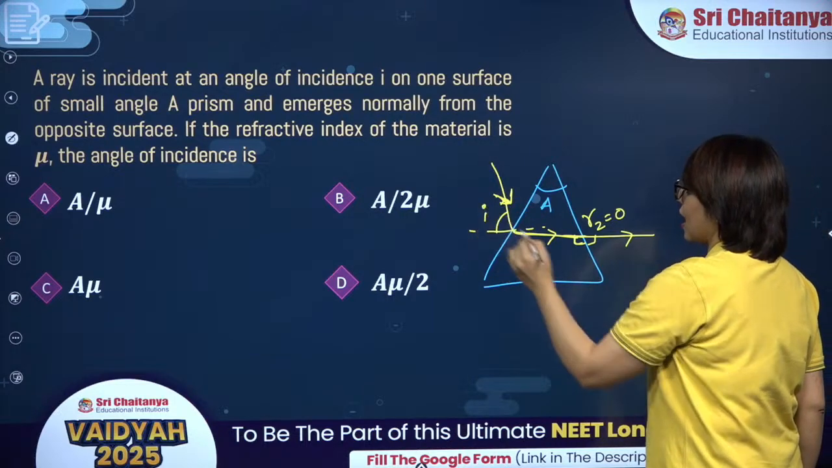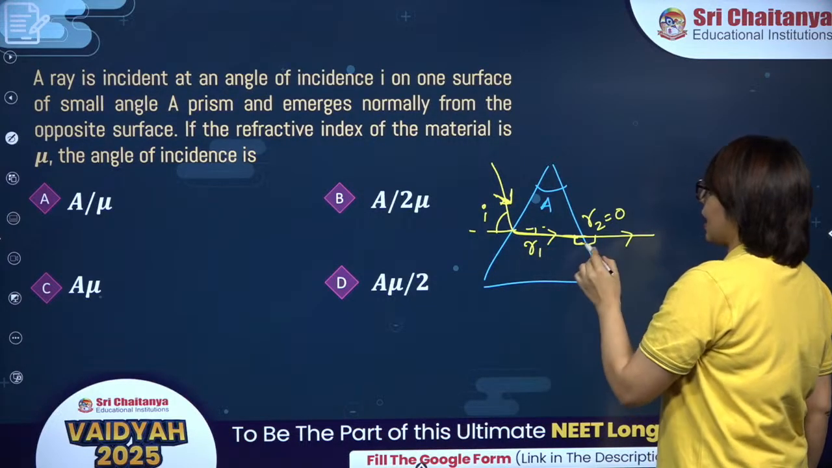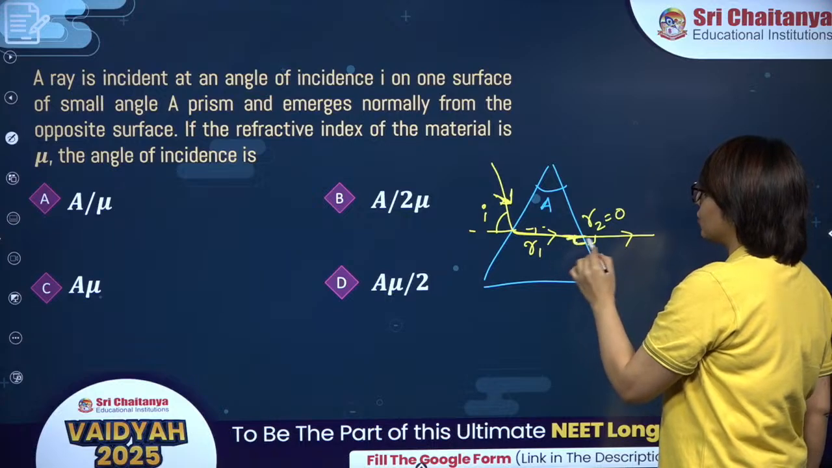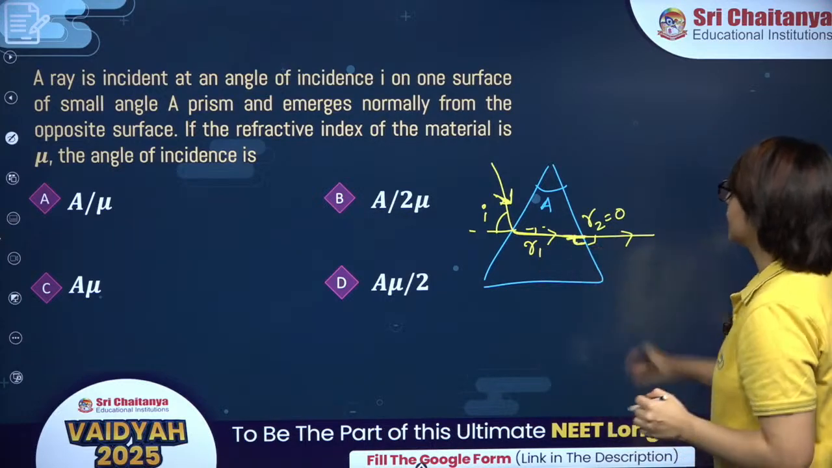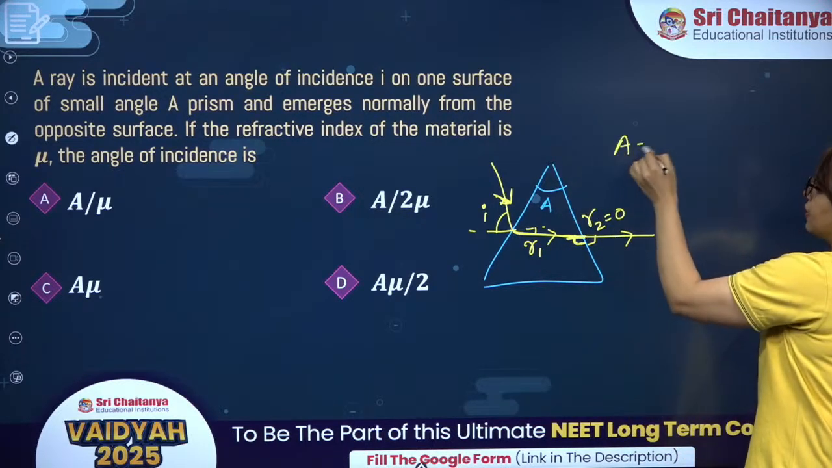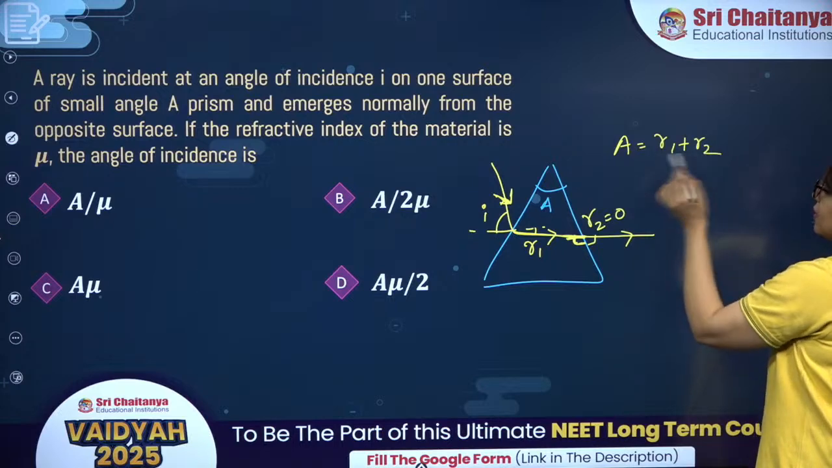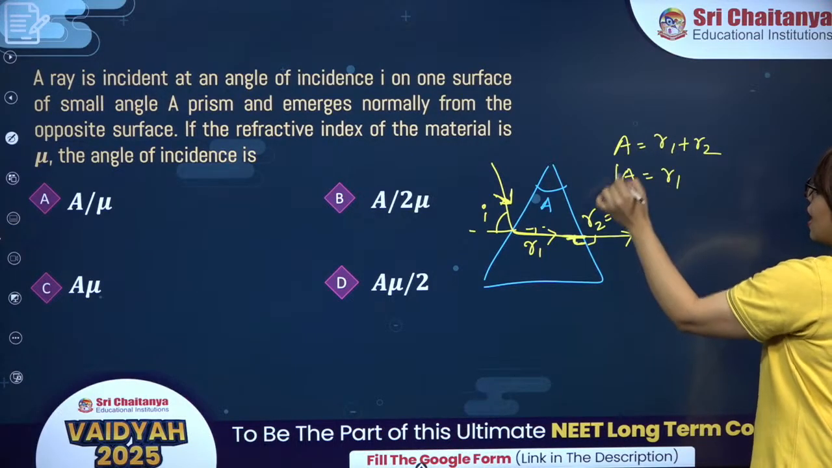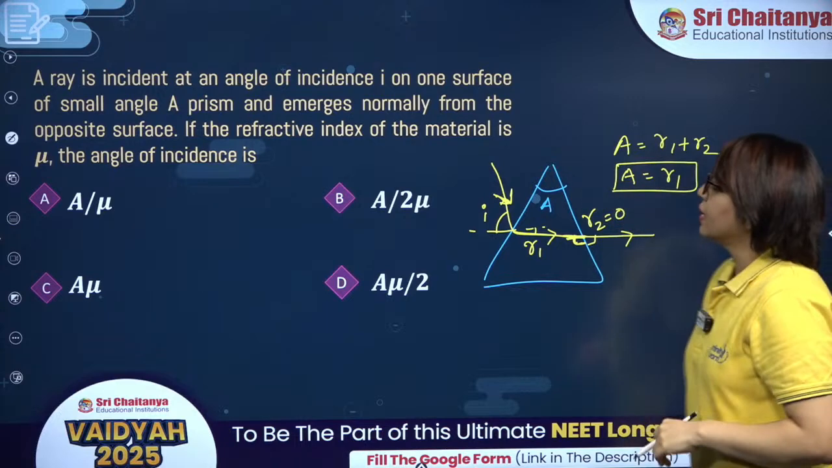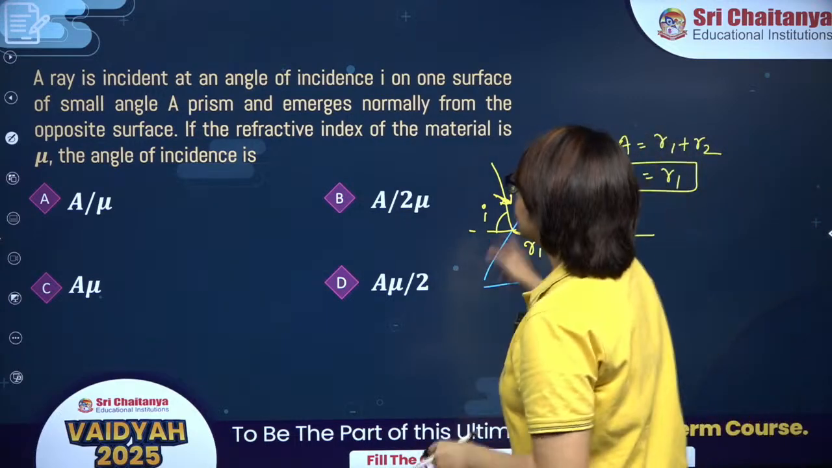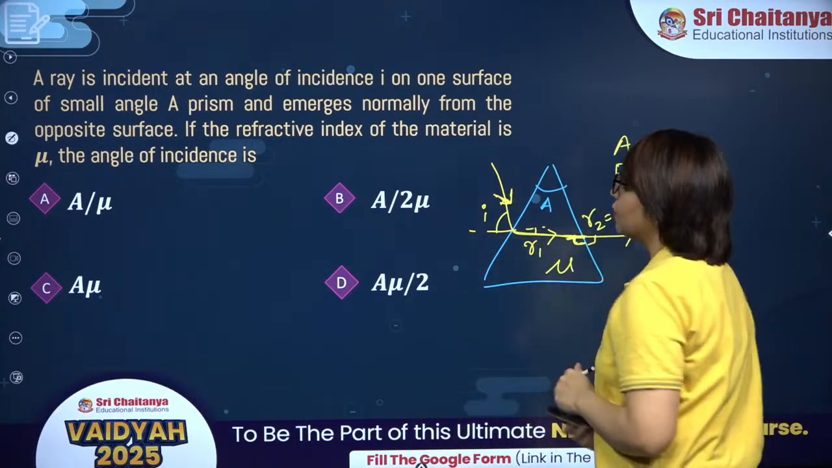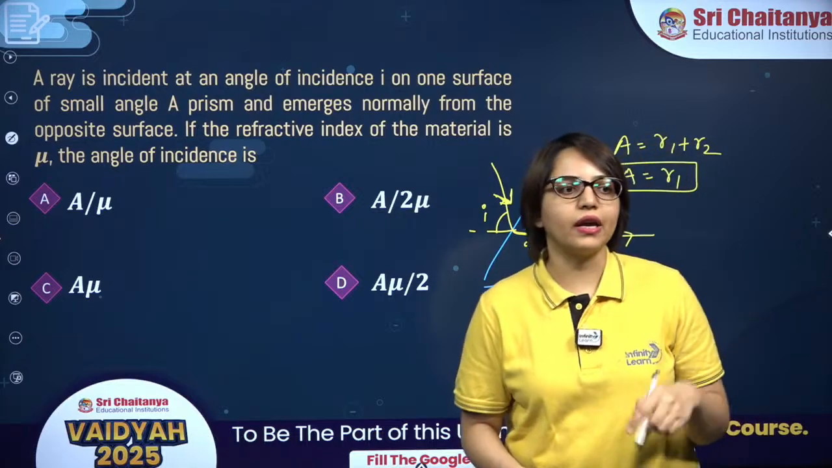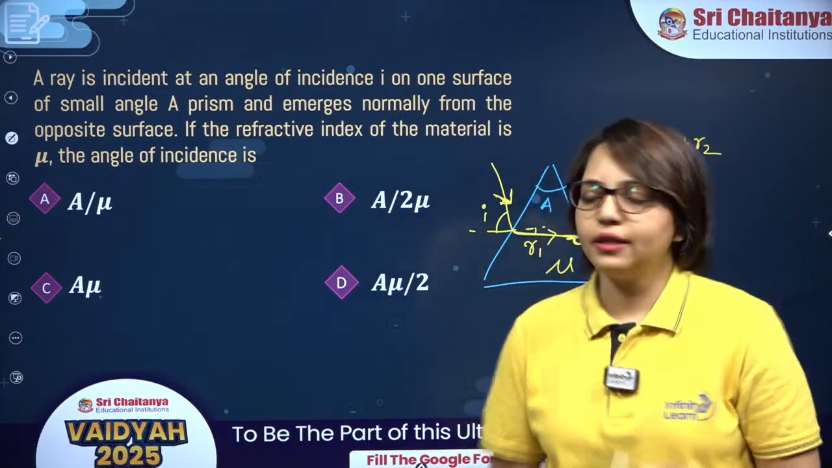This is I, this is R1 and this is R2, but R2 is 0 because it is going parallel to the normal. And in a prism, A is equal to R1 plus R2, right? So basically we have A is equal to R1, as the R2 angle is 0. Now if the refractive index of the material is mu, then what is the angle of incidence in terms of A and mu? That you have to find.